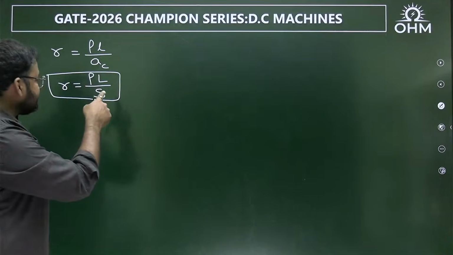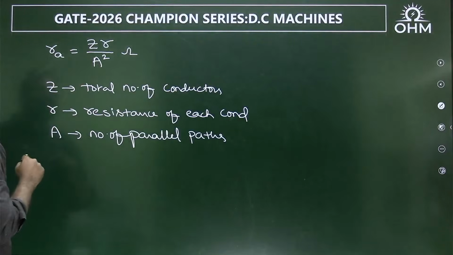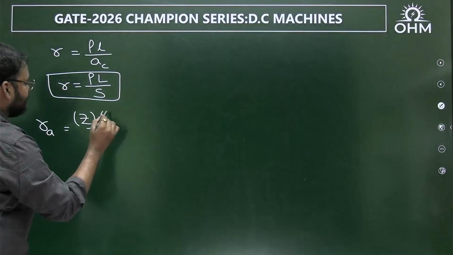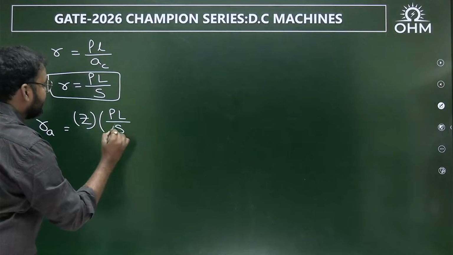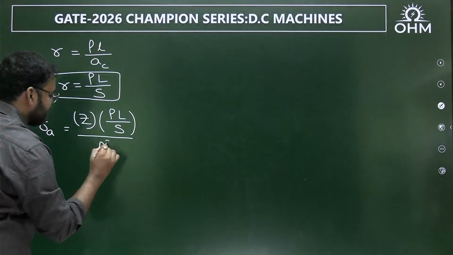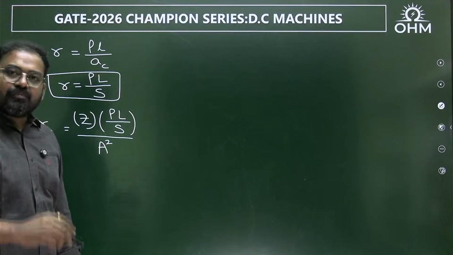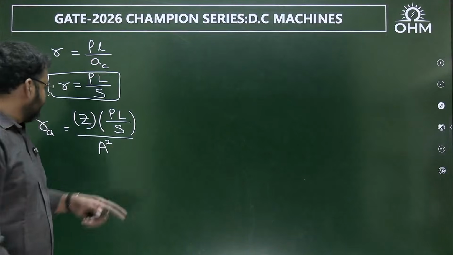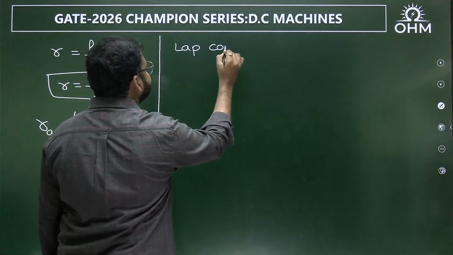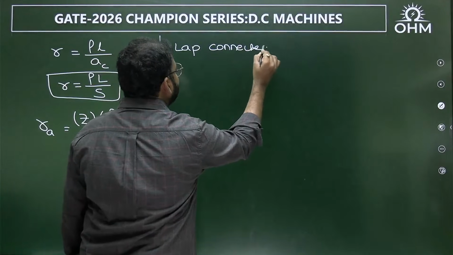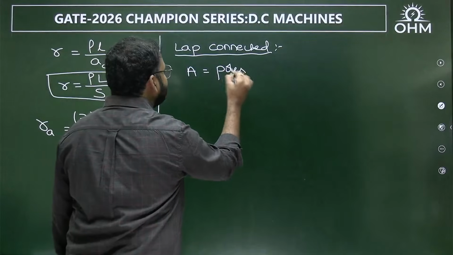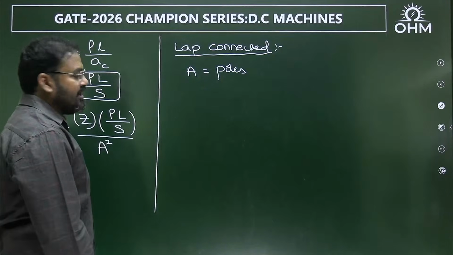If I replace this resistance in the previous equation, Z into r by A square, therefore armature resistance is equal to Z into rho capital L by S by A square, where A is the number of parallel paths. Now, for example, if the given winding is lap connected winding, first question: if it is lap connected, how many parallel paths will be available? Number of parallel paths is equal to number of poles. Am I correct or not?